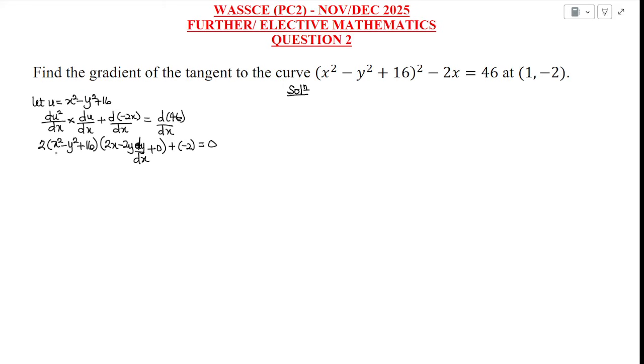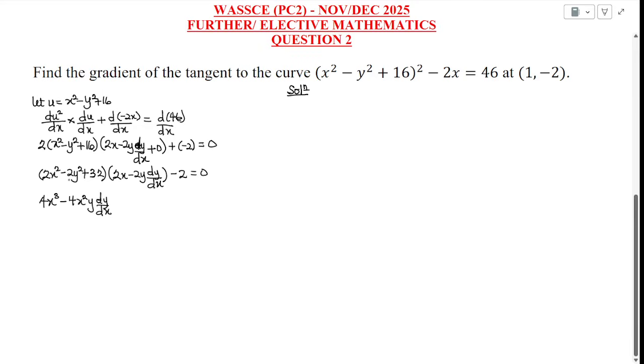All right, so now let's expand the first bracket. Let's use 2 to multiply through the first bracket. That gives us 2x² − 2y² + 32. This is going to be multiplied by 2x − 2y dy/dx here. Then I have −2 equals 0, right? So now I'm going to expand the two brackets. Expanding the two brackets gives me 4x³, and then this gives me −4x²y dy/dx, right?